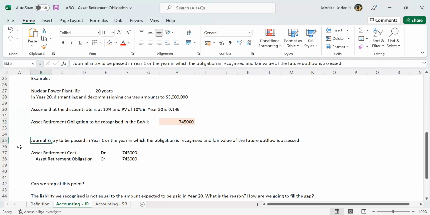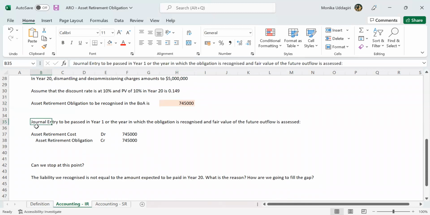Okay. So let's see the journal entry. So when should we pass the journal entry? We can pass a journal entry once we are able to reasonably estimate this 5 million amount. Okay. Normally in year one, if you are able to estimate it, you will be passing it in year one only, or the year in which the obligation is recognized and the fair value is assessed, whichever is the case. So what I'm doing here, I'm debiting asset retirement cost and crediting asset retirement obligation.